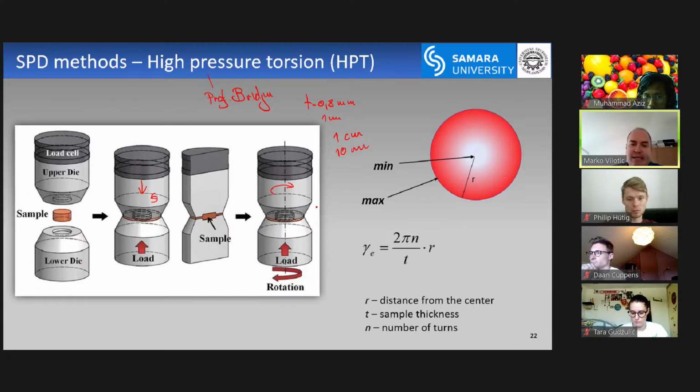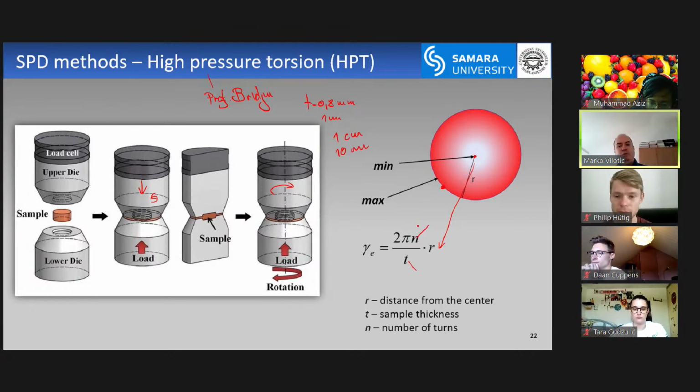There is one disadvantage with this method, which is unlike ECAP. Grain refinement or strain will be the lowest at this point. Why? Because this is the equation for the shearing strain. If R is 0, you will not get refinement here. Of course, you get some refinement, but it's not as pronounced as the grain refinement and strain in this area. So it's 2πNR/T, where N is the number of turns and T is the thickness.